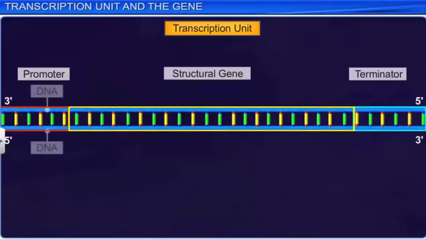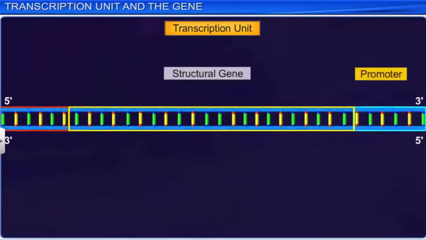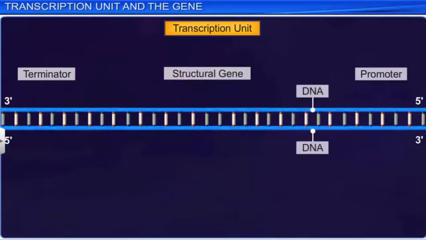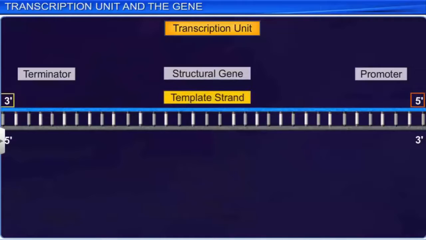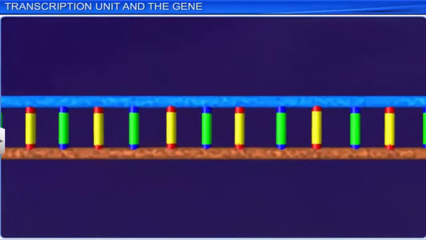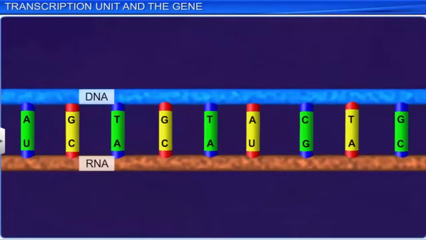However, these two DNA strands will get reversed if the promoter switches its position with the terminator. The next part of the transcription unit is the structural gene, which consists of two DNA strands having opposite polarity. The strand with the 3' to 5' polarity acts as a template and is called the template strand, while the DNA strand, which has 5' to 3' polarity, is known as the coding strand and is displaced during transcription. The sequence of this strand is the same as that of RNA, except that thymine exists in place of uracil.